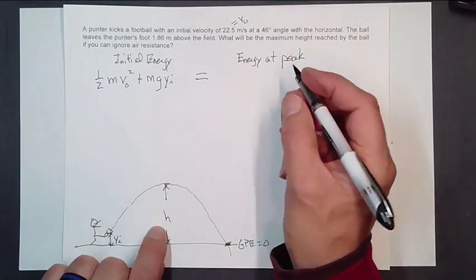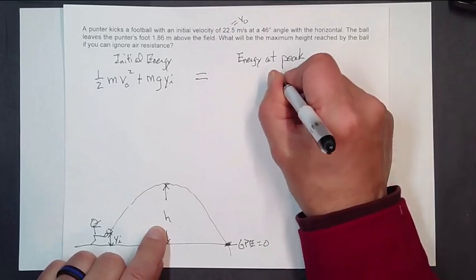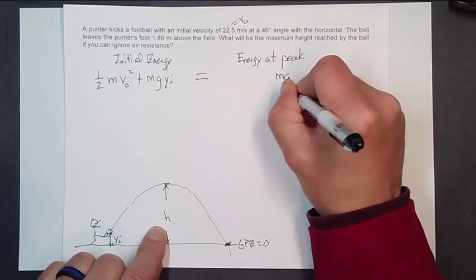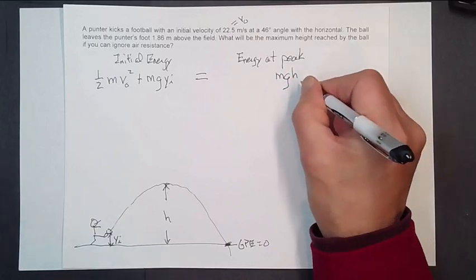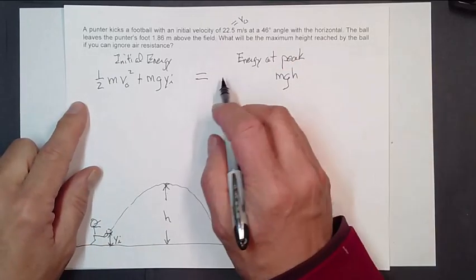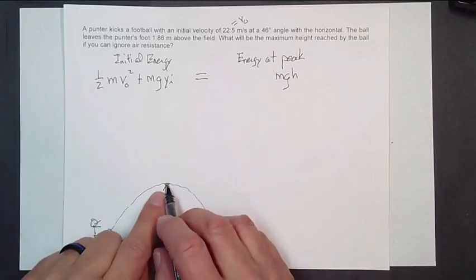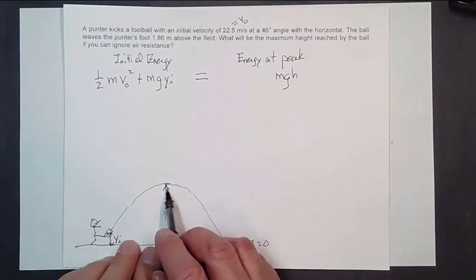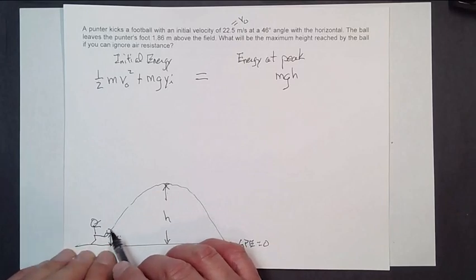Well, at the peak, the gravitational potential energy is going to be mgh. H is just the maximum height that's reached. Now, there's also going to be some kinetic energy left, because the ball has an initial vertical and horizontal velocity.